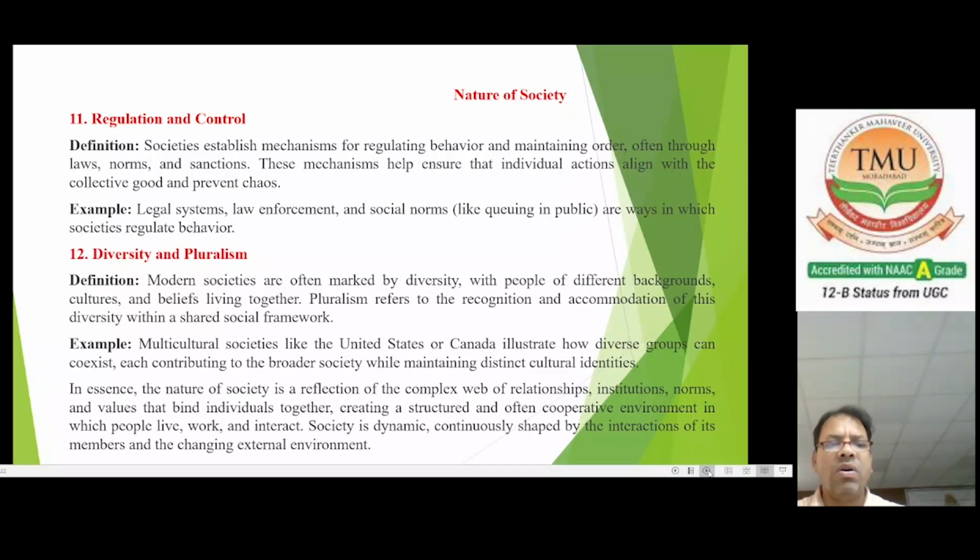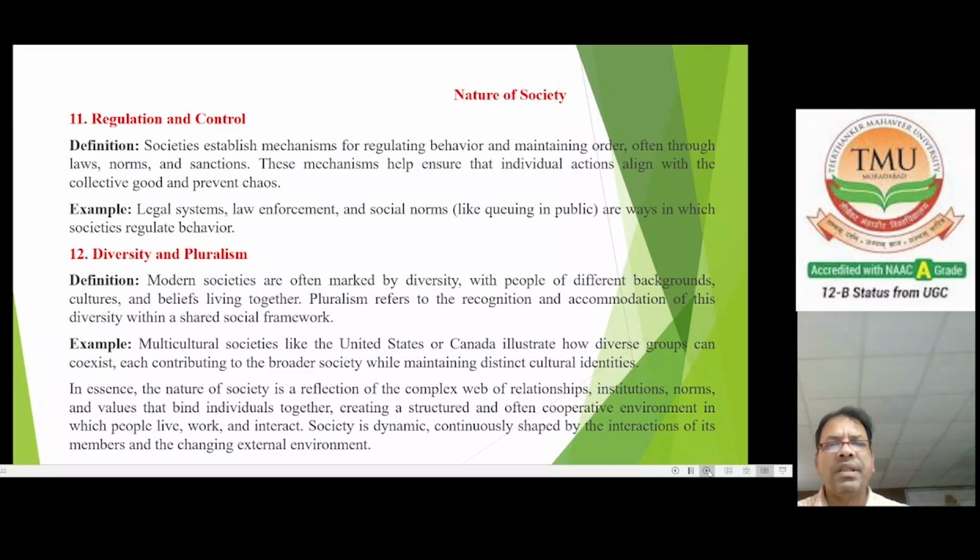Next is called regulation and control. Society establishes mechanisms for regulating behavior and maintaining order, often through law, norms, and sanctions. These mechanisms help ensure that individual actions align with the collective good and prevent chaos. For example, legal systems, law enforcement, and social norms are ways in which society regulates behavior.